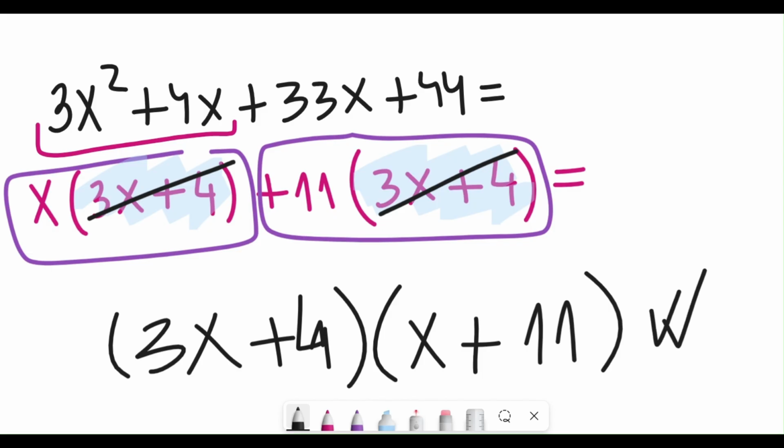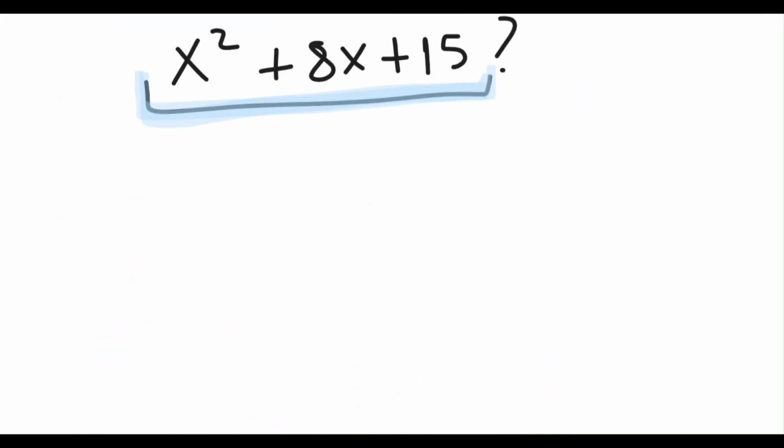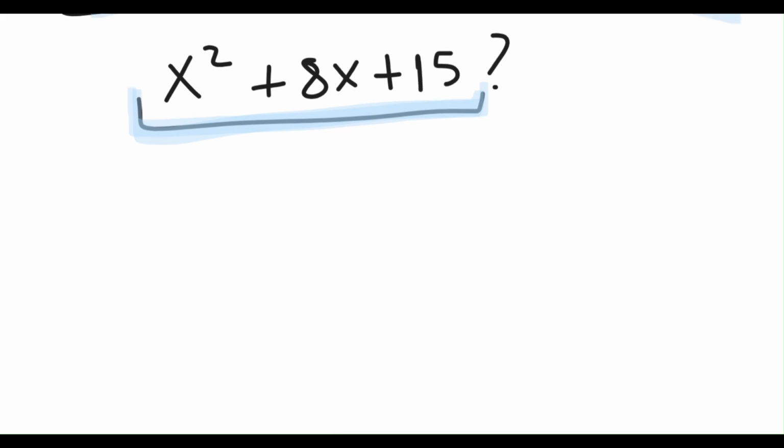So what we see is called factorization by grouping. Now, if we go back to our question, x squared plus 8x plus 15. The only way to solve this one is by using the following method. And it's pretty easy, trust me. You just have to ask yourself two questions.